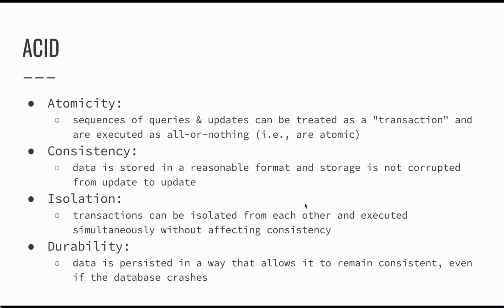So just going over those ACID properties again, atomicity basically means that we can execute a series of queries, and the updates can be treated as a transaction. So, if we need to execute 7 different updates as part of a sequence, we can fail all of them, or we make sure that they all operate. Consistency, the data is stored in a reasonable format. Storage is not corrupted from update to update, so as we update our database, we don't have to worry about whether or not the database is going to be left in a stable state. Isolation basically means that we can operate multiple transactions or multiple queries independent of each other. And durability means that we are persisting data in a way that allows it to maintain consistency and access even if the database has to be restarted.